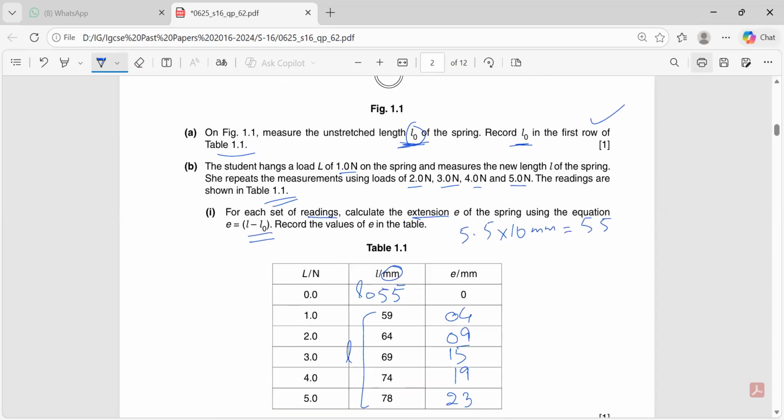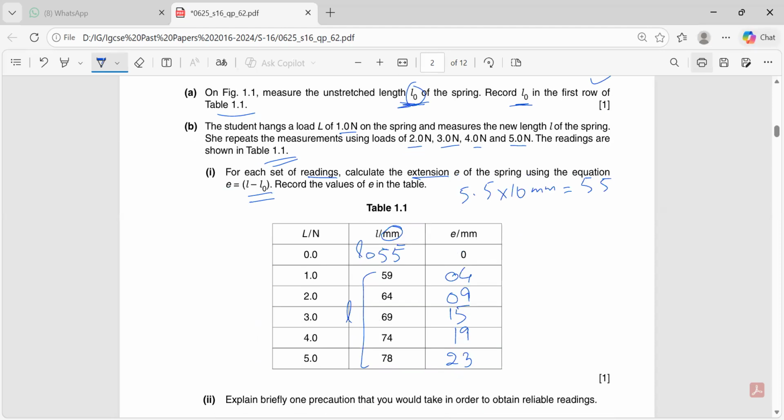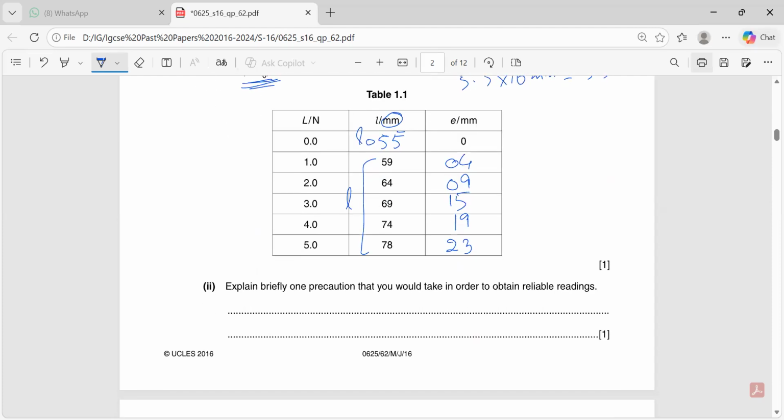We keep on adding the load and the spring keeps on stretching, and the numerical values are there, and we are calculating an extension and the equation is given. So the good thing about this paper is that always the formula or equation to calculate the value is given.